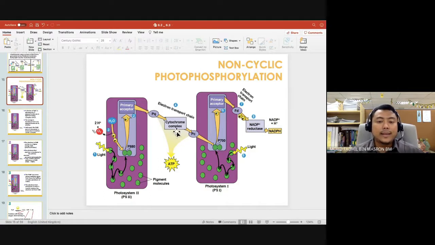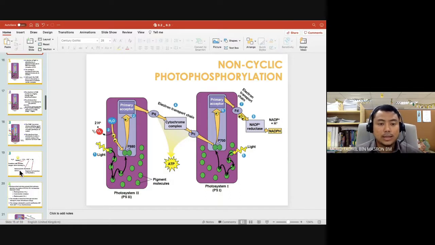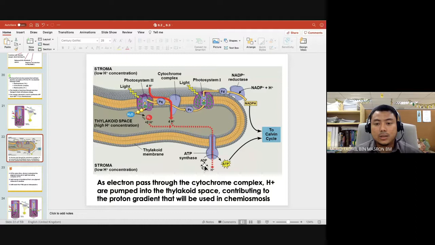So when the electron leave, meninggalkan cytochrome complex ni, dia akan menyebabkan hydrogen ion itu being pumped into the thylakoid space, and it will cause the generation of ATP by chemiosmosis. Apa itu chemiosmosis? Ni yang saya dah tunjukkan tadi ni. So this is chemiosmosis yang saya tengah bulatkan ni tadi. Okay.